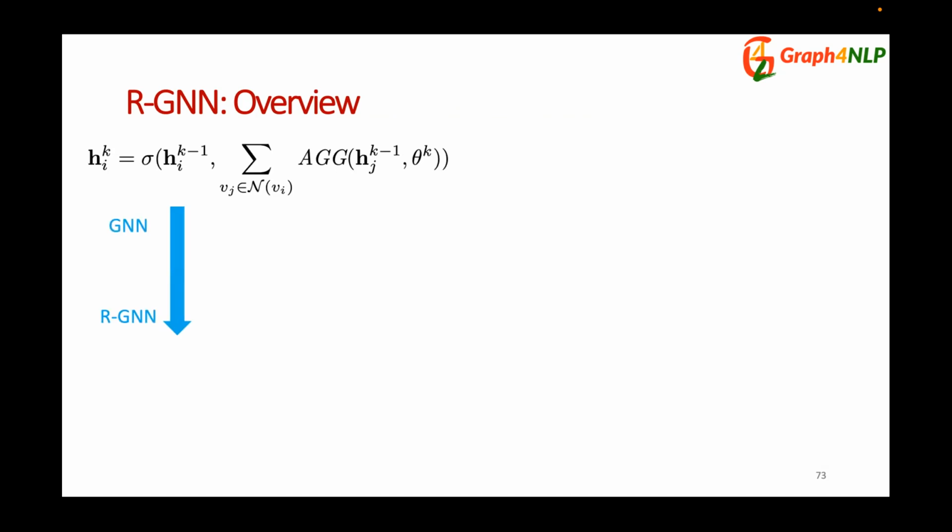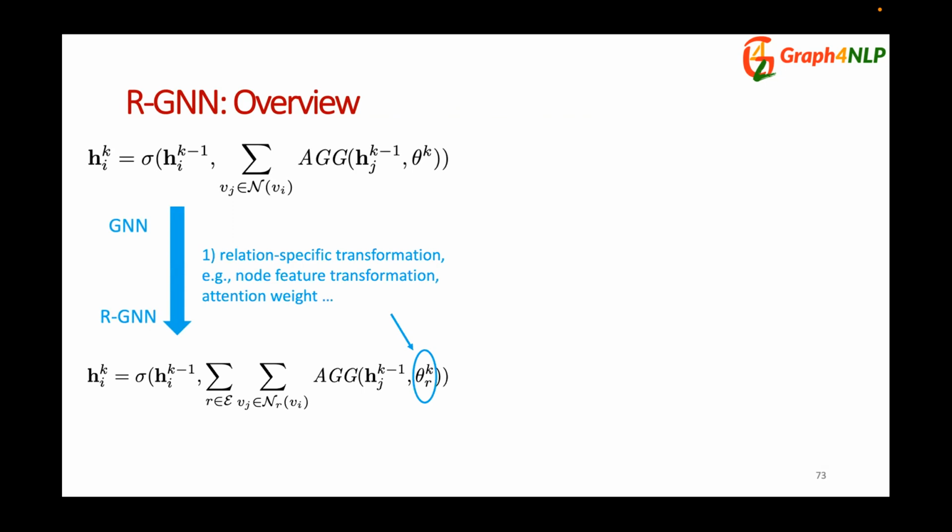RGN, which is short for relational GNN, is the most common variant, which compared to the conventional GNN, has two features. One, it introduces relation-specific transformations. For example, in this equation, we have theta r here. That means for each relation type, we will introduce transformation functions to transform the node embeddings, so that the whole process is relation type aware. And two, it will do node aggregation per relation specific subgraph.